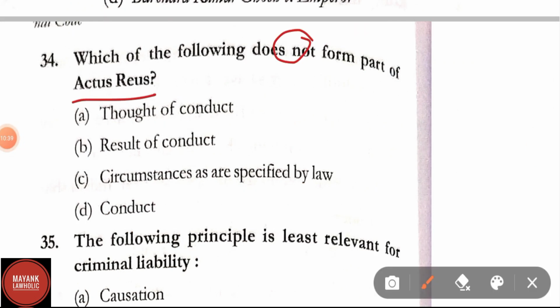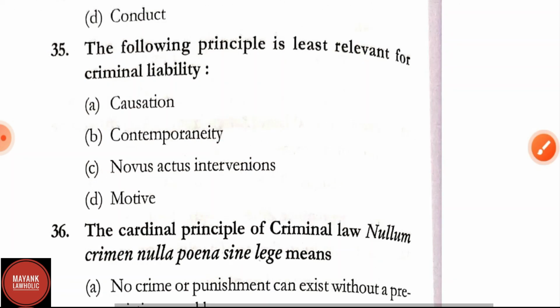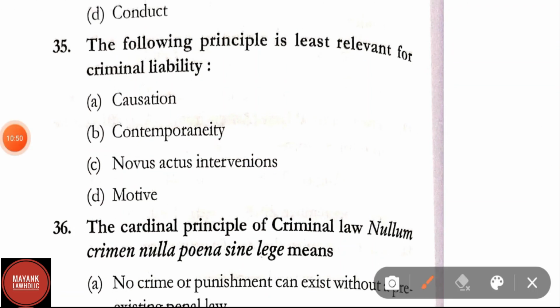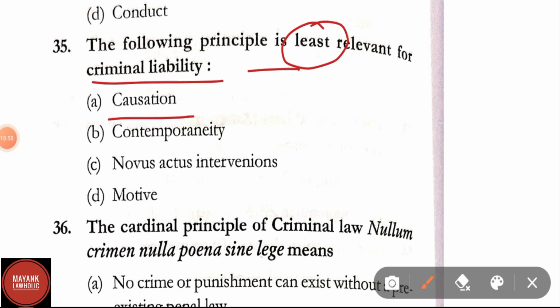Options are thought of conduct, result of conduct, circumstances as are specified by law, and D, conduct. Correct answer is option A, that is thought of conduct. Question number 35. Which of the following principles is least relevant for criminal liability? Options are causation, contemporaneity, novus actus interveniens, motive. Correct answer is option D, that is motive.